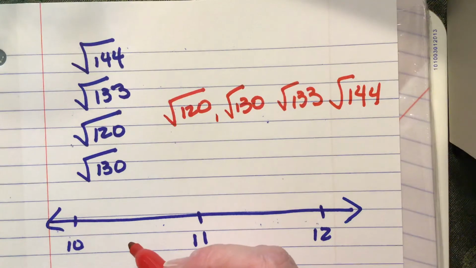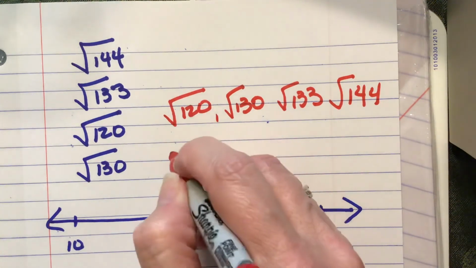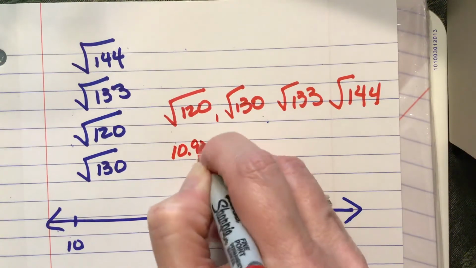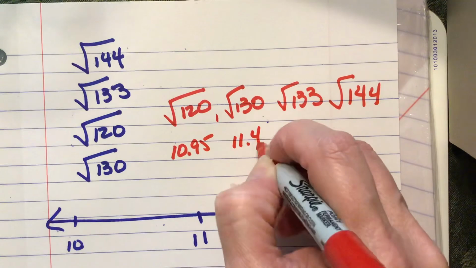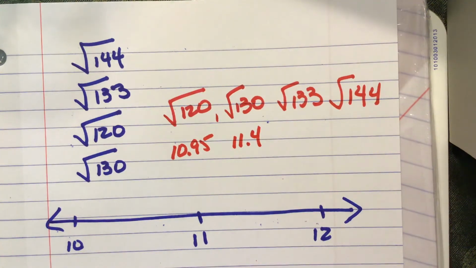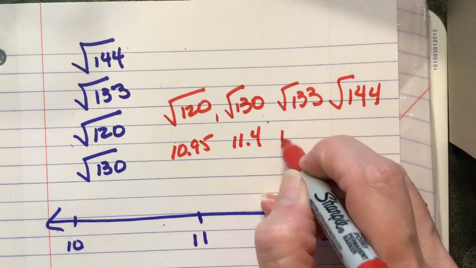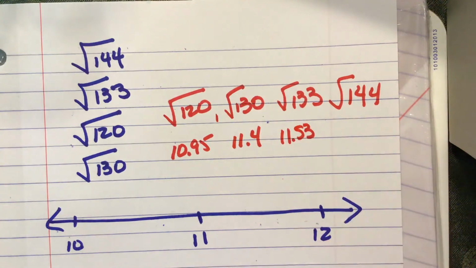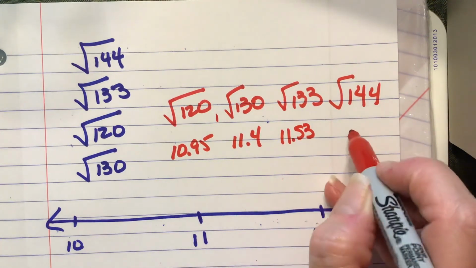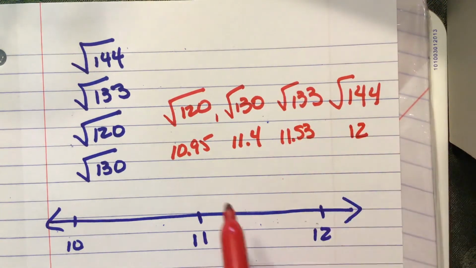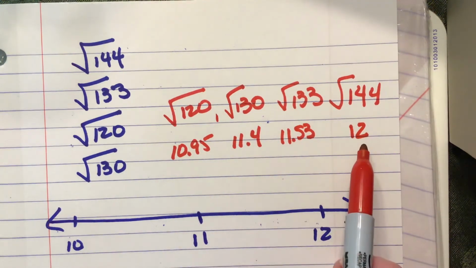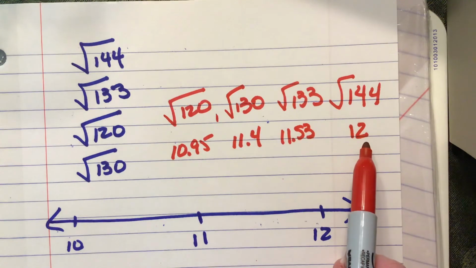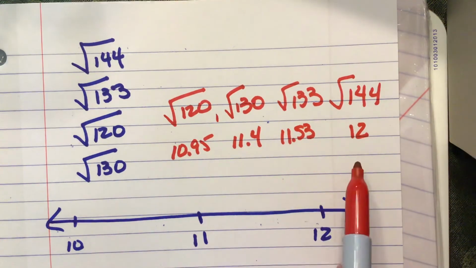So now what I'm going to do is take a look at my numbers. The square root of 120, if I do it on the calculator, is 10.95. The square root of 130 is 11.4. The square root of 133 is 11.53, so just a little bit bigger. And the square root of 144 is 12. Now, these first 3 are irrational. My last one, the square root of 144, is rational, but we can put rational and irrational on our number line.